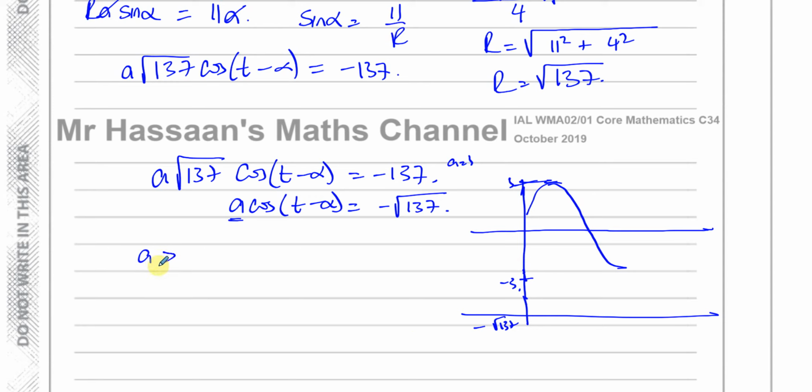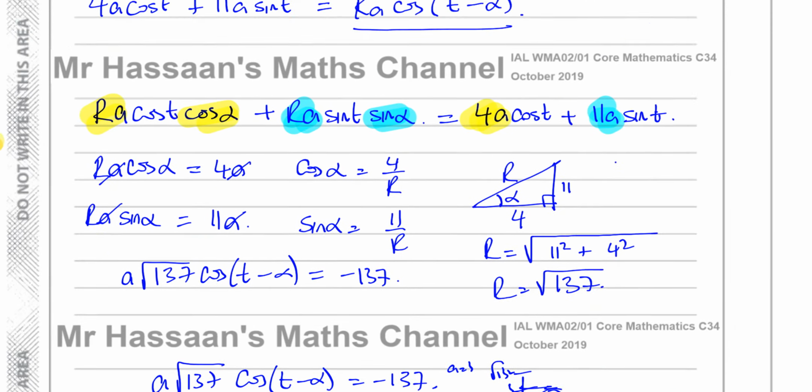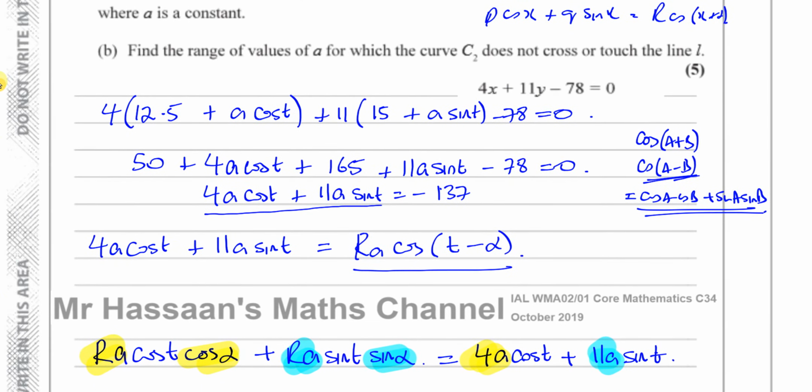So it has to be greater than minus root 137, and it has to be less than the square root of 137. Because if you have a root 137 there, it's going to go as high as root 137, and it's going to go as low as minus root of 137. So if it's equal to root 137, it will touch the line. It says where the curve and this line will never touch or cross, yeah.